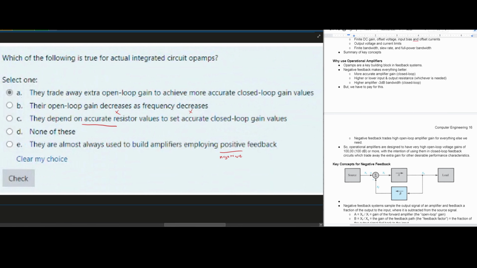So this would be true because the actual integrated circuit op-amps do trade away extra open loop gain to achieve more accurate closed loop gain values.